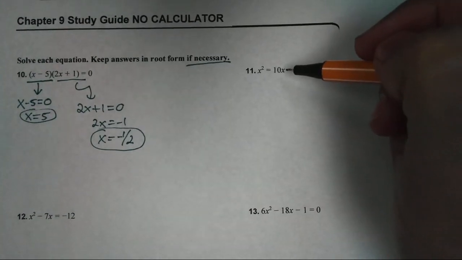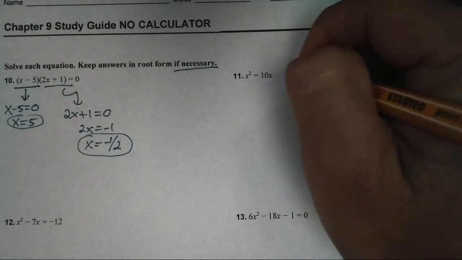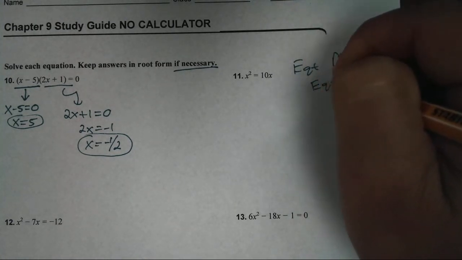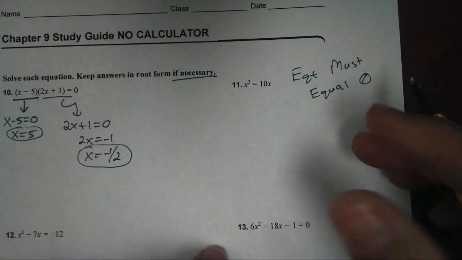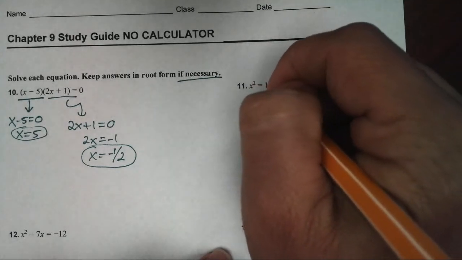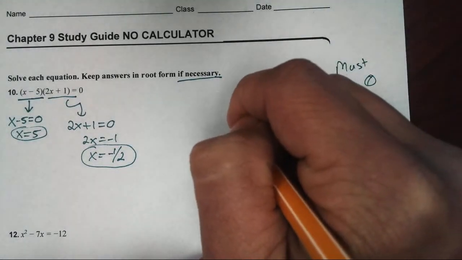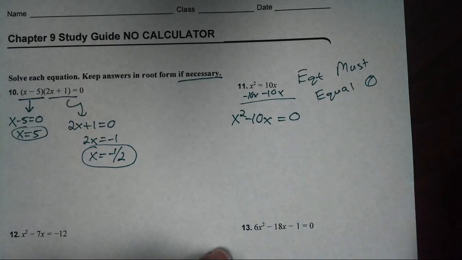11, we got to do a little bit of work. X squareds and x's. Anytime they're mixed together, the equation must equal 0. So let's make it equal 0. So let's get rid of that 10x. So let's subtract 10x. So then we have a vacant spot over there, which is just a 0. So x squared minus 10x equals 0.